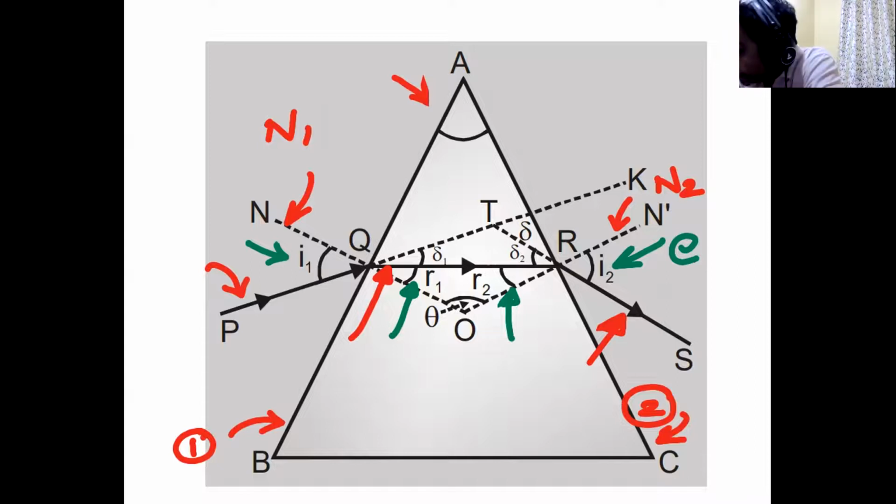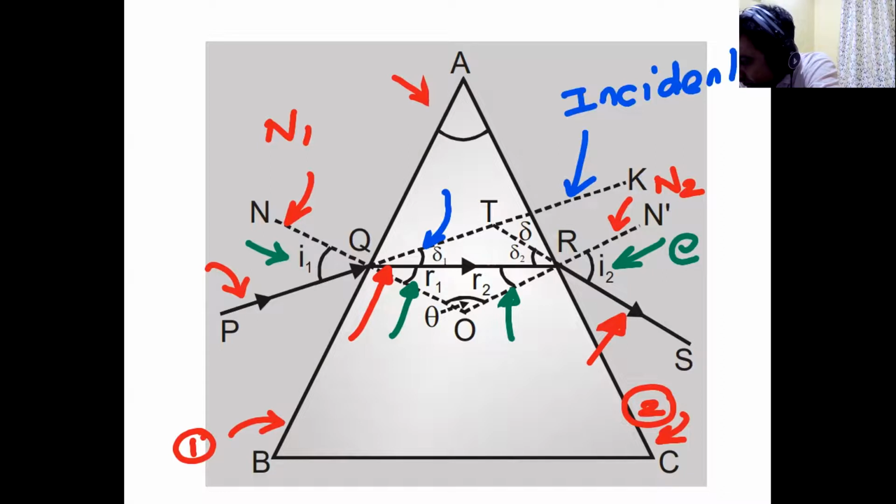Let me again change the color of the pen and take it to the third color. What is this angle? Remember, this is the incident ray. Do we understand this? Yes, sir. Blue one is the incident ray and the other blue one is the refracted ray. Yes or no? Yes, sir.